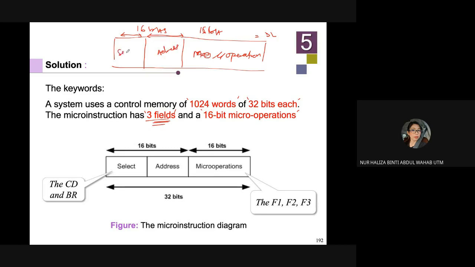You just know first, in terms of the information here, it is a 3 field. So you have 1, 2, 3. And over here it's already mentioned it is 16 bit for your micro operation, and altogether is 32 bits. And in your micro operation, it will have your F1, F2, and F3. And you can see under your select, you're going to have your CD and BR.